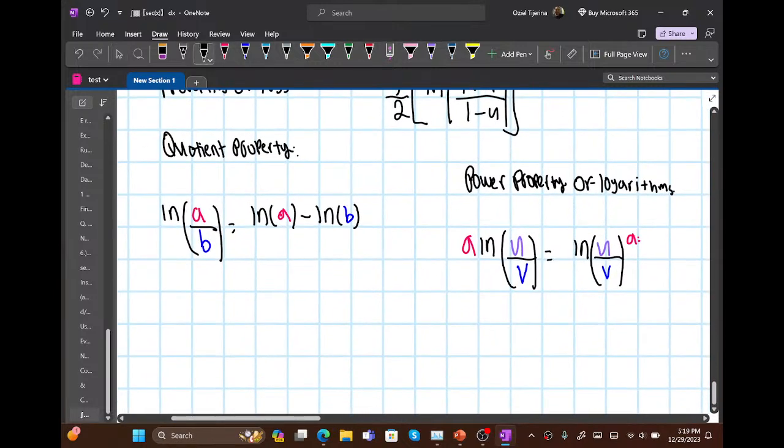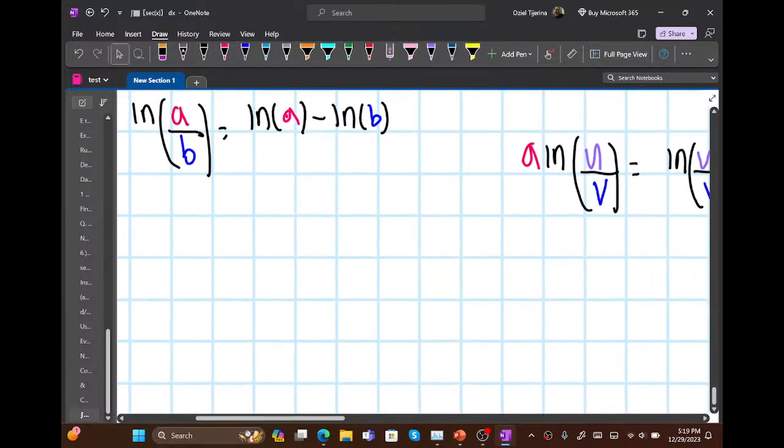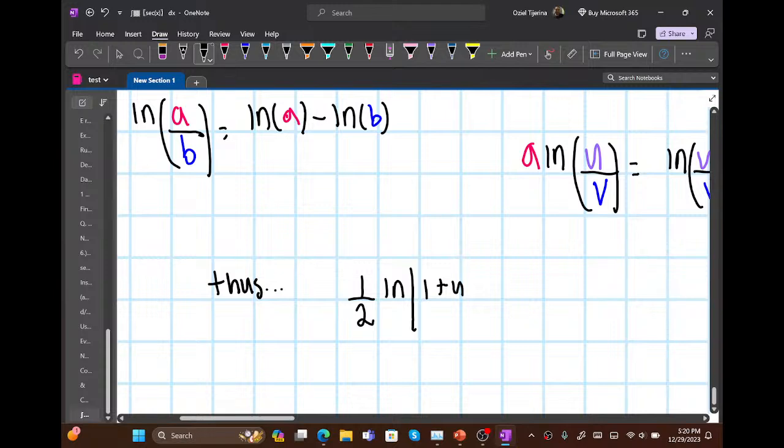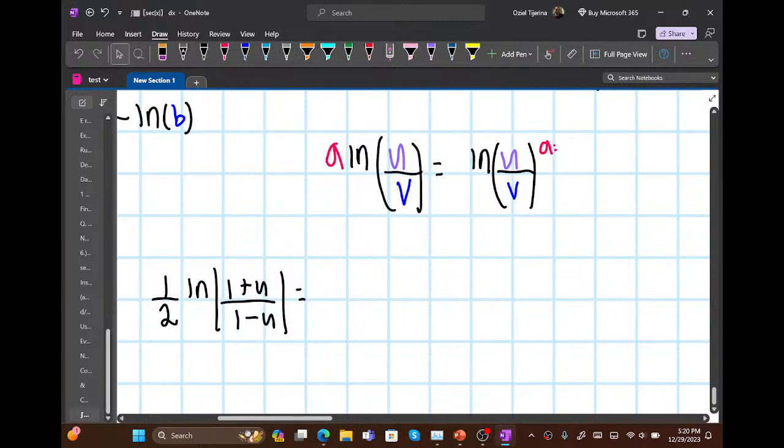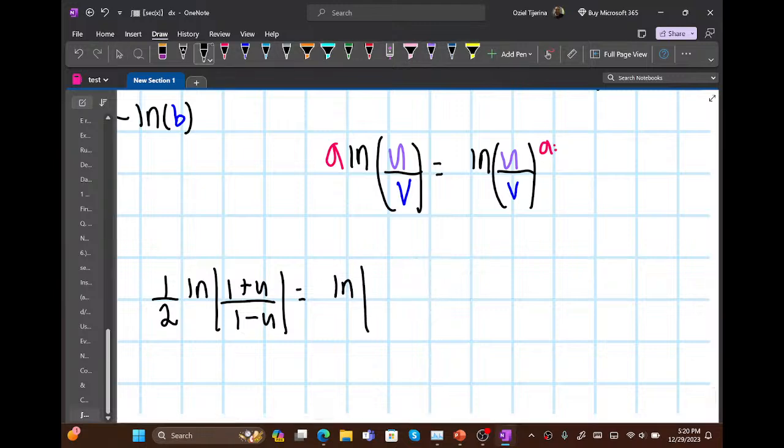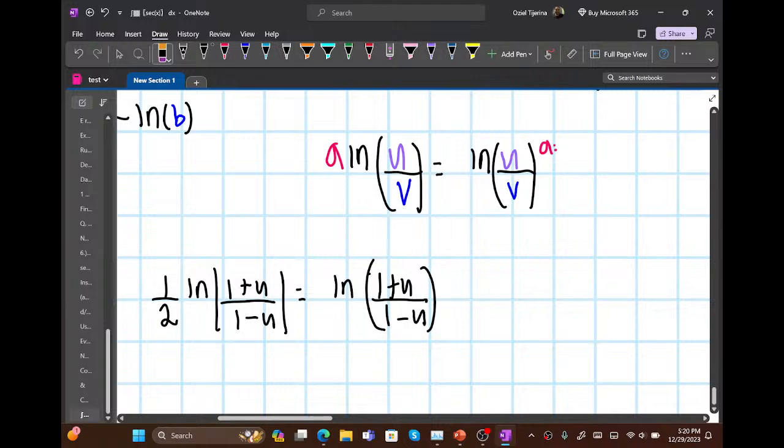So 1/2 ln of 1 plus u over 1 minus u, thus 1/2 ln of the absolute value of 1 plus u over 1 minus u is equal to the natural log, or ln, of the absolute value of the quantity 1 plus u over 1 minus u. And for now, I'm going to take off the absolute value. I'm going to say it as a parentheses, and I'm going to put the 1/2 up here.